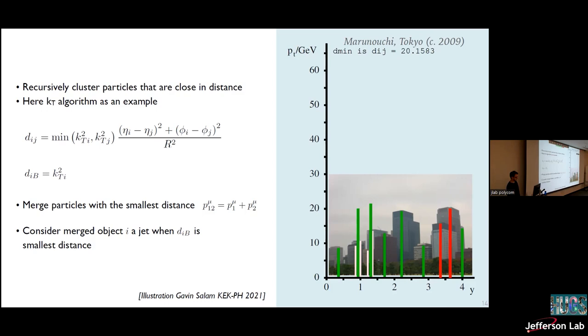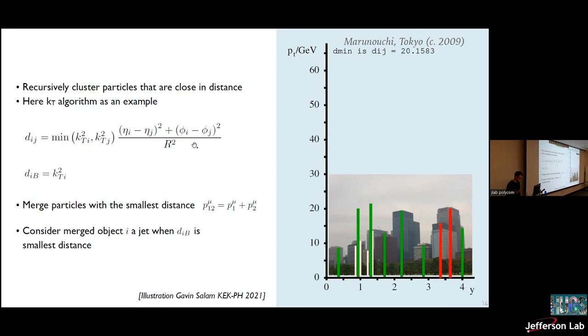The reason it's like 20 and not, say, 0.5 is because of these prefactors. Here there's a KT in there. The KT is around 20 or so, so the distance is like 20 squared times a small number. That's why this is the distance here.